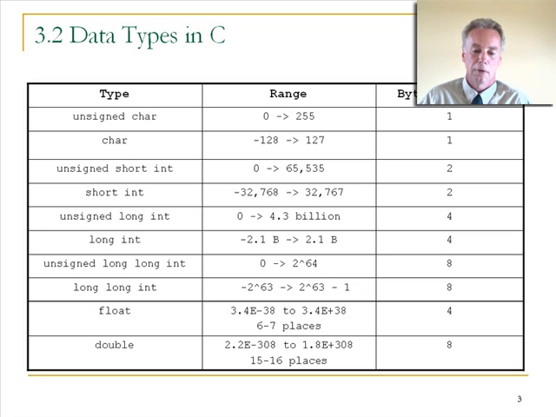If you need negative numbers, then you would use a char, and if you don't need negative numbers, then you could use an unsigned char. And you can see the difference in the range from 0 to 255 for unsigned, minus 128 to 127 for signed. Now let's look at unsigned short int, unsigned long int, and long int, and the difference among those 4 data types.